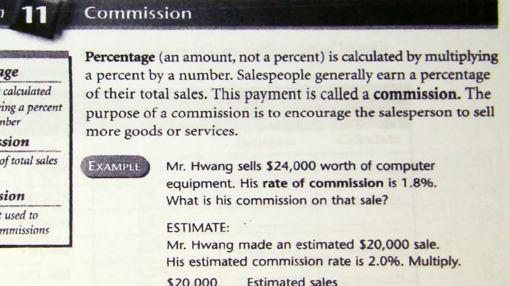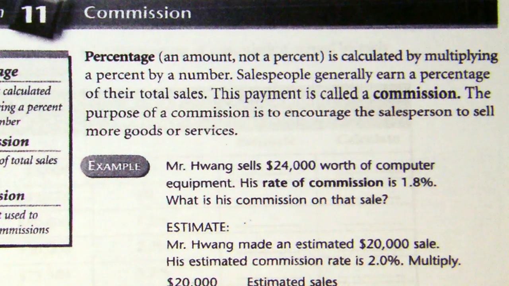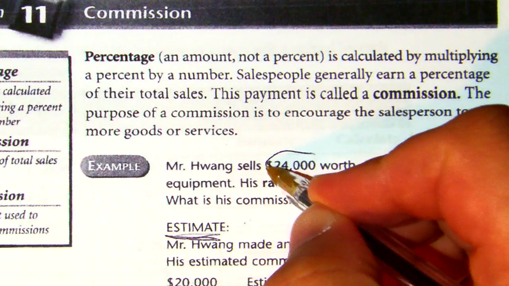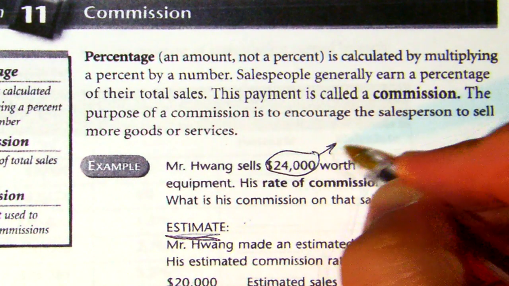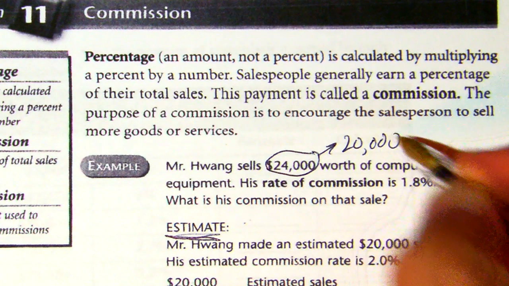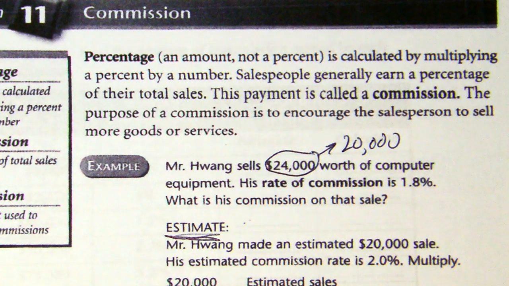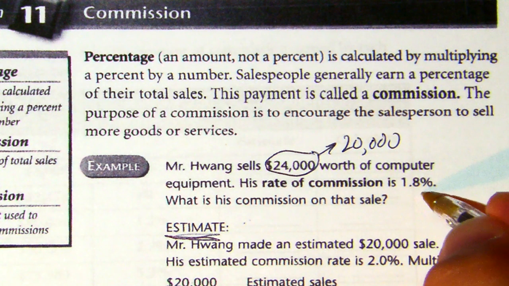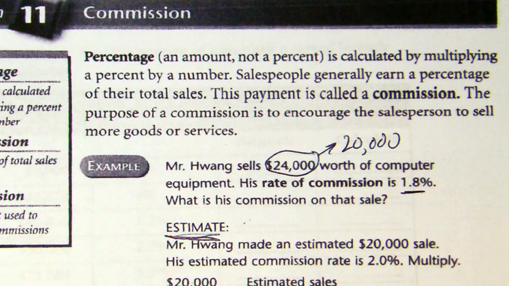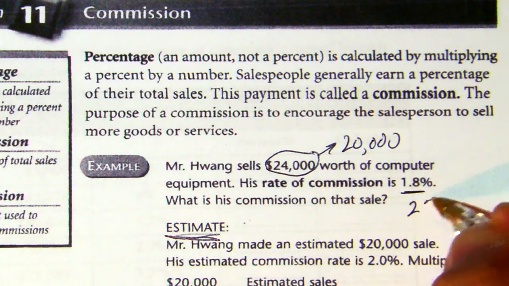It says Mr. Hung sells $24,000 worth of computer equipment. His rate of commission is 1.8%. What is his commission on that sale? So they want you to estimate. Okay, we're going to estimate. So they're going to estimate that $24,000 is about $20,000. You're rounding down because that 4 tells that 2 to stay the same. 1.8% will round up to 2%.